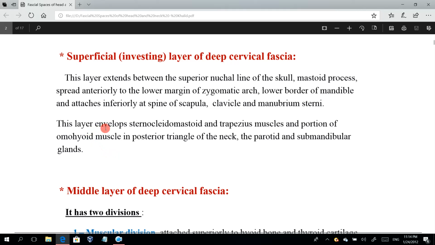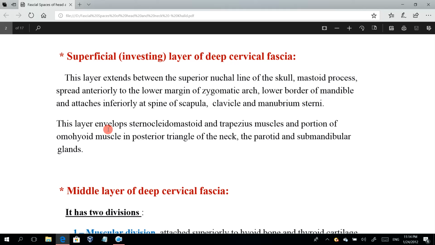It splits into 2 layers to envelop, تغلفنا, to invest the sternocleidomastoid muscle. The sternocleidomastoid muscle is completely invested or enveloped with this fascia. The same thing for trapezius muscle and part of the omohyoid muscle within the posterior triangle of the neck. In addition to these 3 muscles, the investing layer also envelops تغلف لنا the parotid and the submandibular glands.